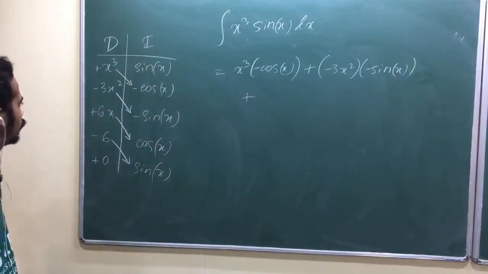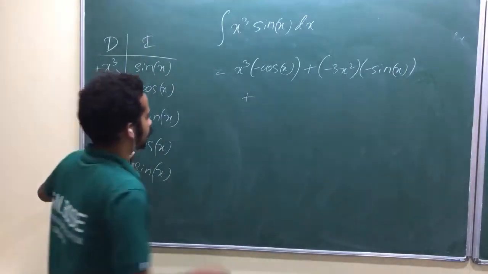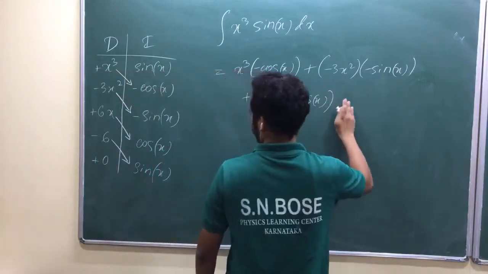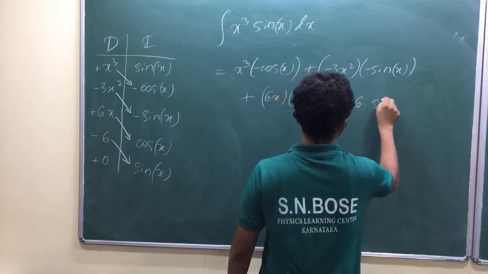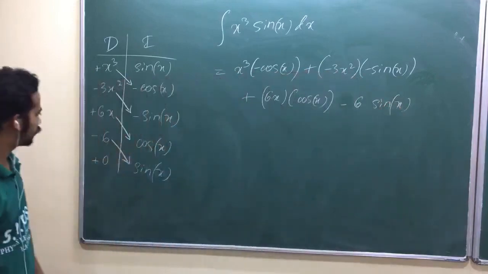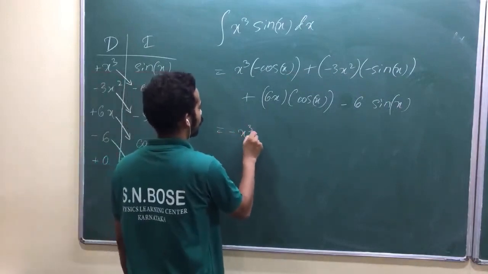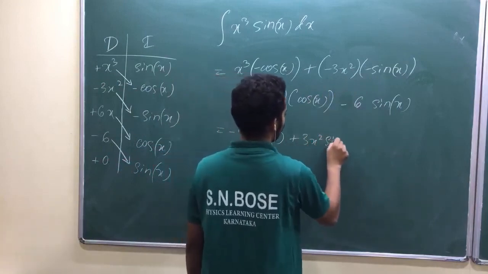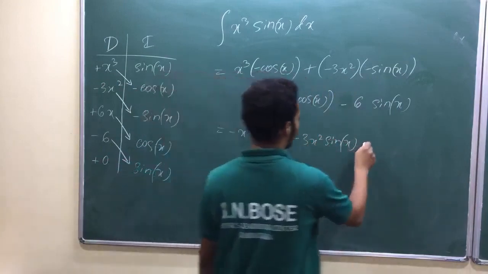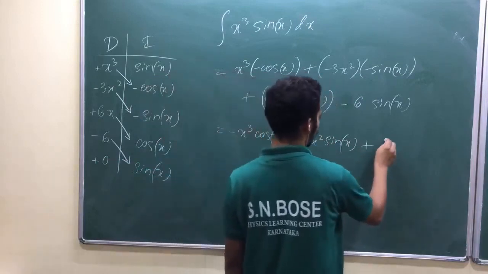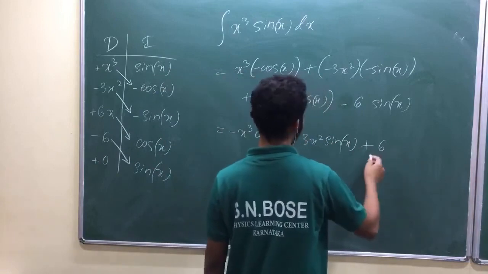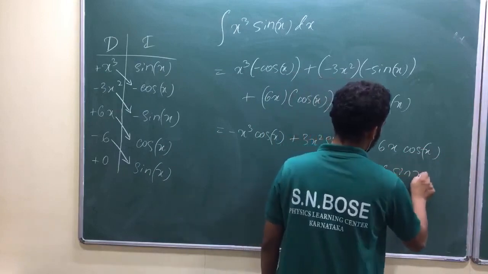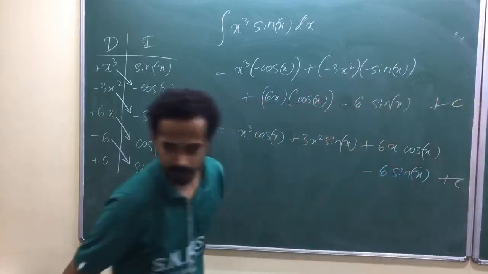Minus 3x square minus sin x, am I right? So 6x into cos x minus 6 into sin x, am I right? So minus x cube into cos x plus 3x square into sin x. Whatever method you follow, you can follow your own method if you have already practiced something. Okay, 6x into cos x minus 6 sin x. Any mistakes? Just check it out.